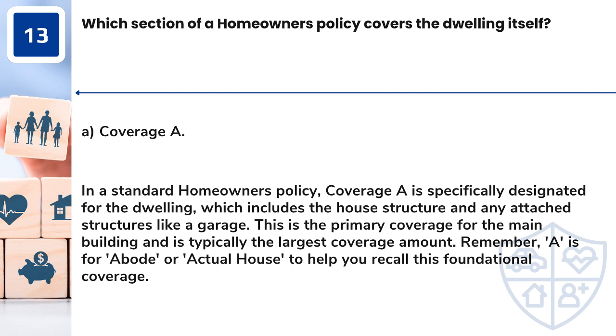Answer: A. Coverage A. In a standard homeowner's policy, Coverage A is specifically designated for the dwelling, which includes the house structure and any attached structures like a garage. This is the primary coverage for the main building and is typically the largest coverage amount. Remember, A is for abode, or actual house, to help you recall this foundational coverage.